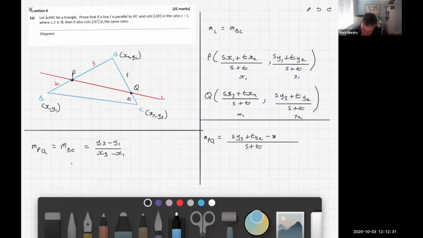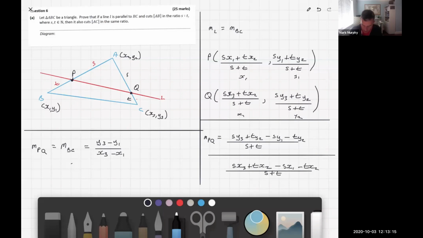Sorry about that. sy1. And then it's minus again, it's ty2. And then that's all over the same thing again, right? So I'll do x2 minus x1, and it's all over s plus t, because you can see that it's the common denominator. So x2 in this case is sx3 plus tx2 minus x1, which in this case is sx1 minus tx2.